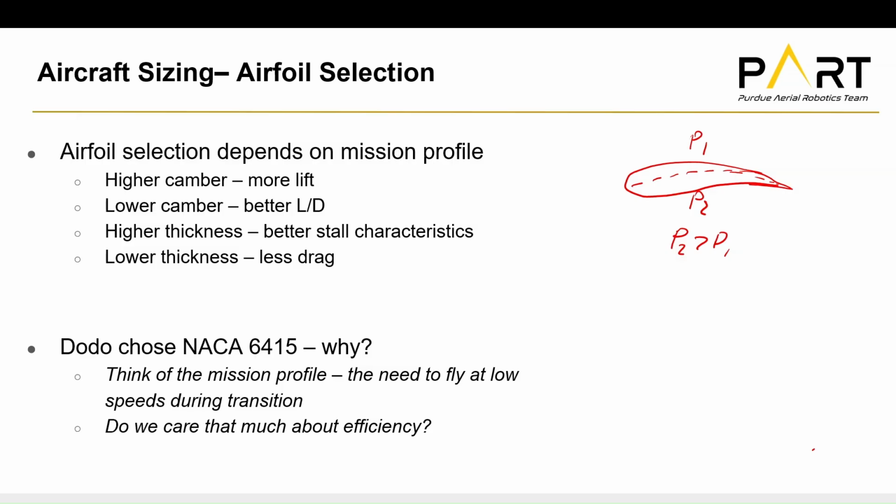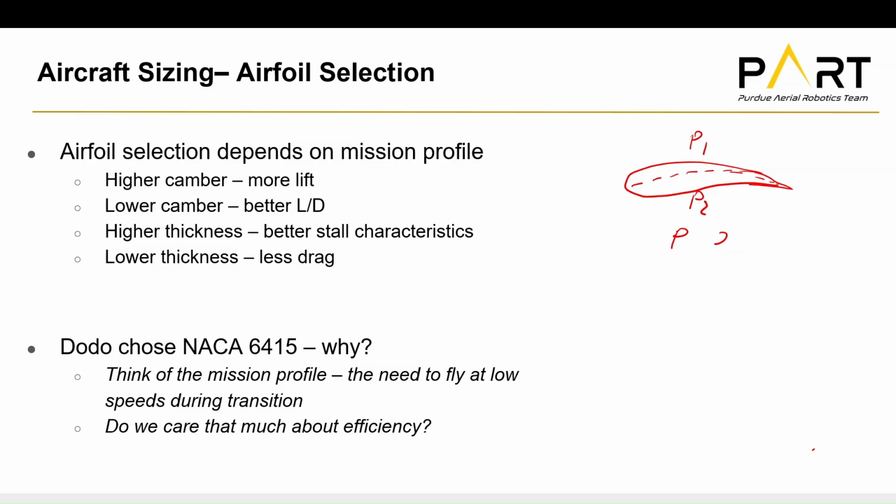Better L over D, which if you're looking for a high endurance plane, you're going to want to look for something like that. Higher thickness, so the thicker the airfoil, has better stall characteristics. It stalls in a nicer, less abrupt way. And lower thickness generally means less drag. If you remember back to our last video, we talked about form drag, and how form drag is part of the drag on an airfoil, and that's due to how much frontal area is going into the airflow. So having less frontal area, i.e. a lower thickness, means less drag.